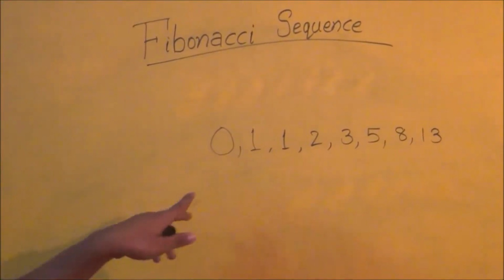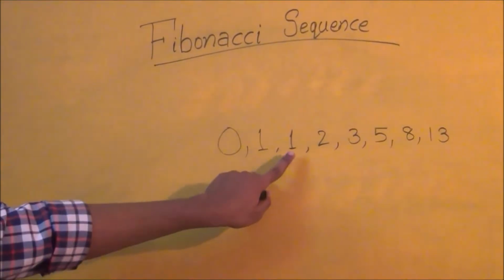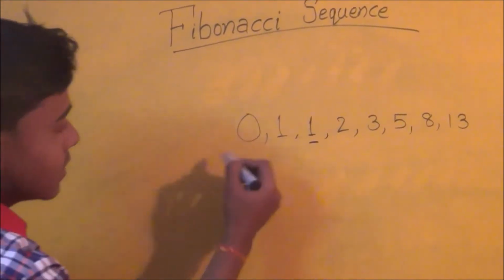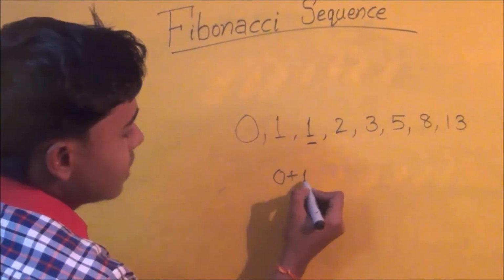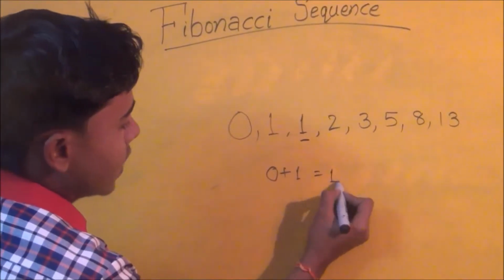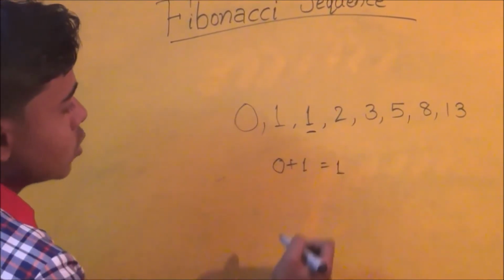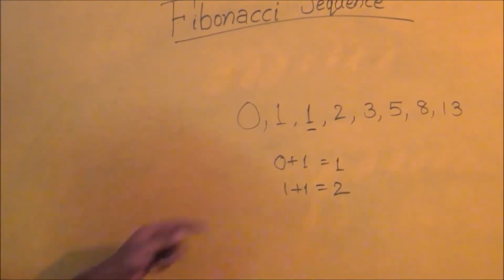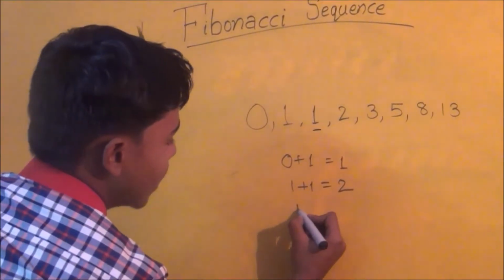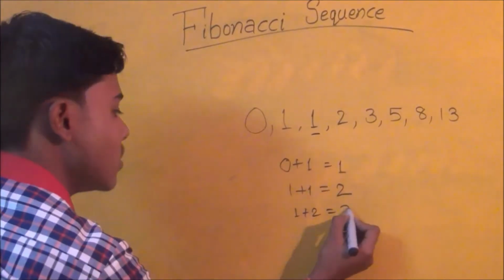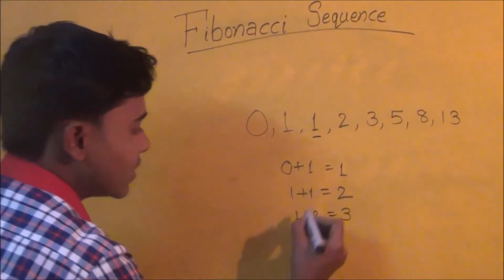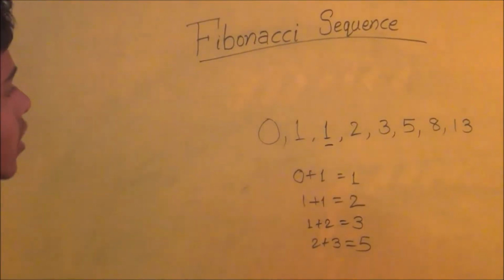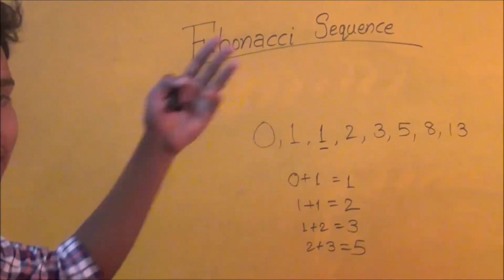In this series, we can see the third number, that is 1, is the sum of the two numbers before it. Here 0 plus 1 is equal to 1. Another third number is 2: 1 plus 1 is equal to 2. Another is 3: 1 plus 2 is equal to 3. Another is 5: 2 plus 3 is equal to 5, and so on. We can continue this series up to n terms.